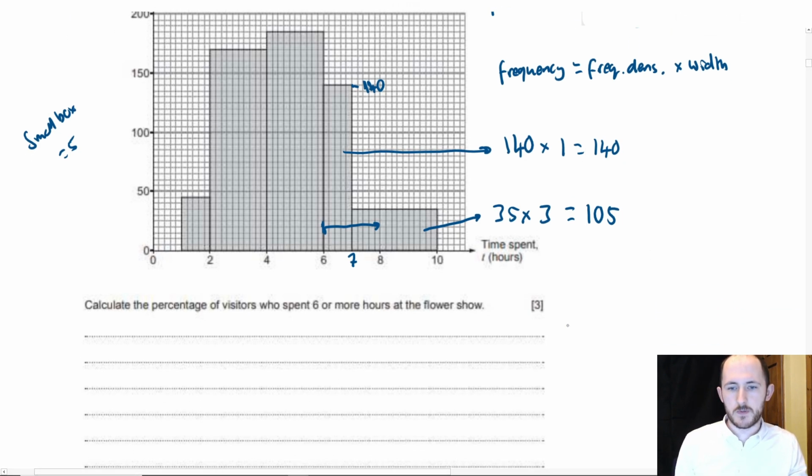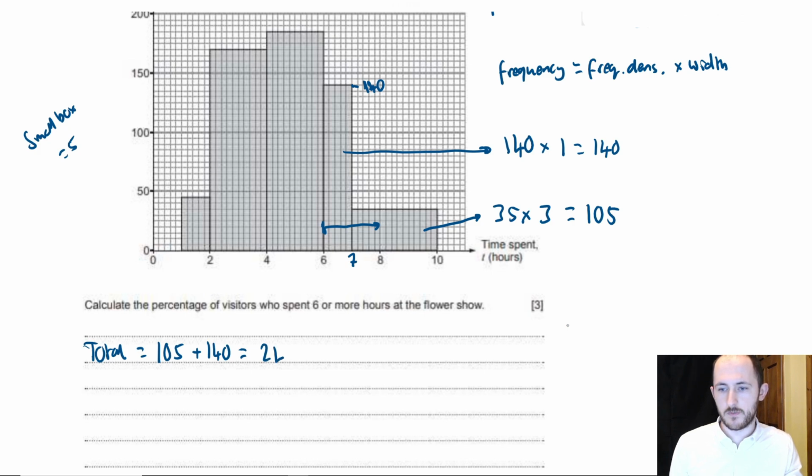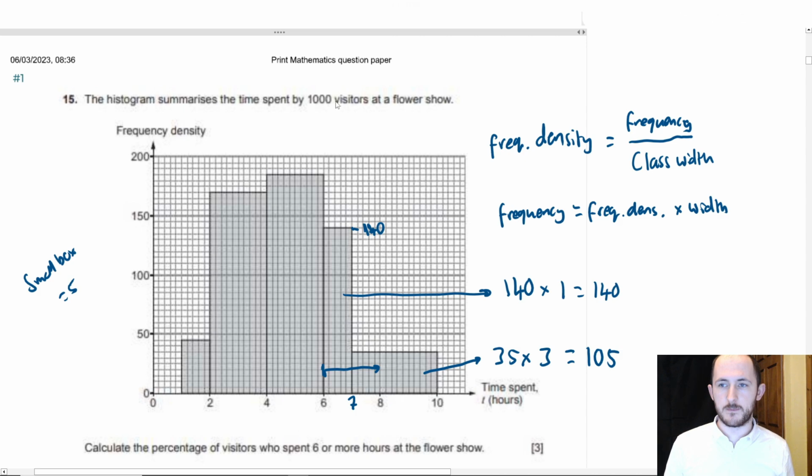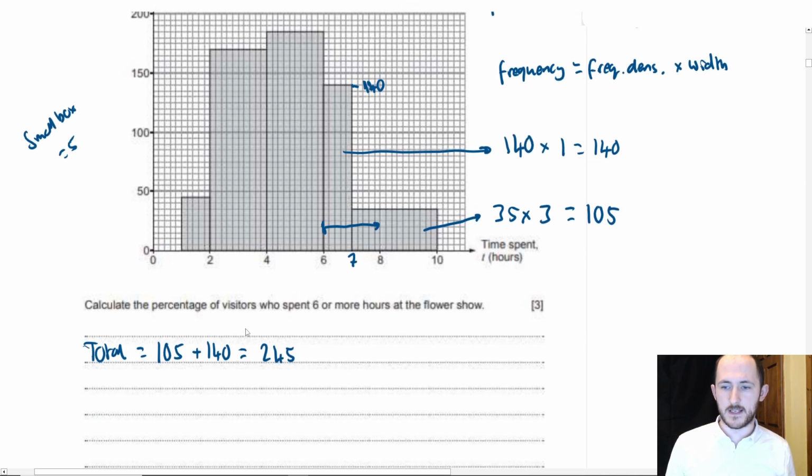So now the total number of people that are above 6 hours is 105 plus 140, which is 245 people. Now it's actually asking me for the percentage of visitors that spent 6 or more hours. So as Evie just said, there's 1,000 people in total, and there's 245 people above 6 hours.